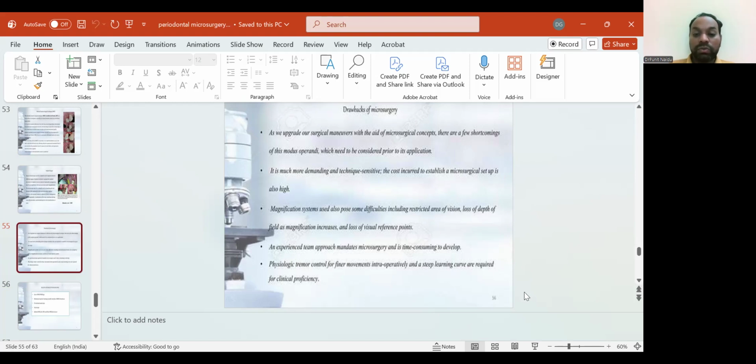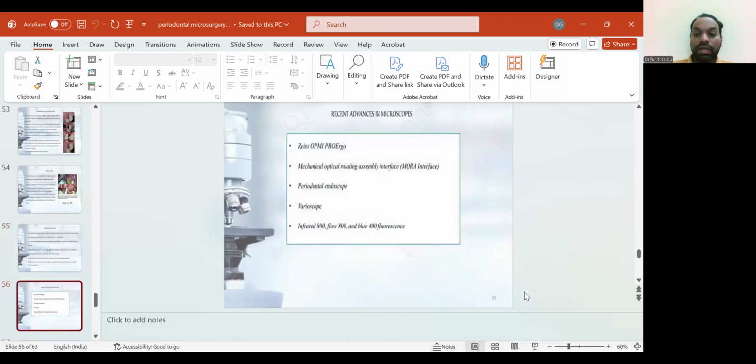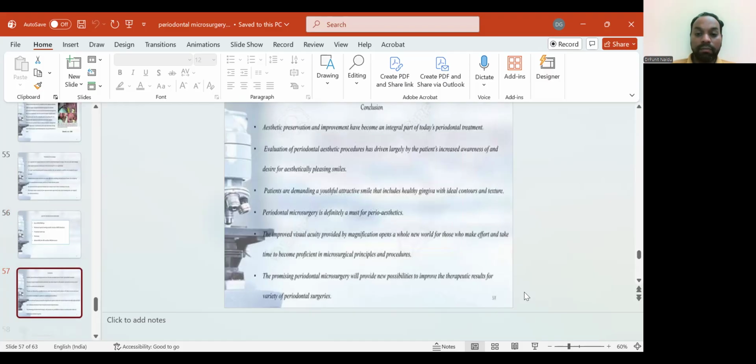Magnification systems used also pose some difficulties, including restricted area of vision, loss of depth of field as magnification increases, and loss of visual reference points. An experienced team approach is mandatory for microsurgery and is time consuming to develop. Physiological tremors, control for finer movements intraoperatively, and a steep learning curve are required for clinical proficiency. The recent advances in microscopes are Zeiss OPMI Pro Ergo, mechanical optical rotating assembly interface, periodontal endoscope, videoscope, infrared 800.